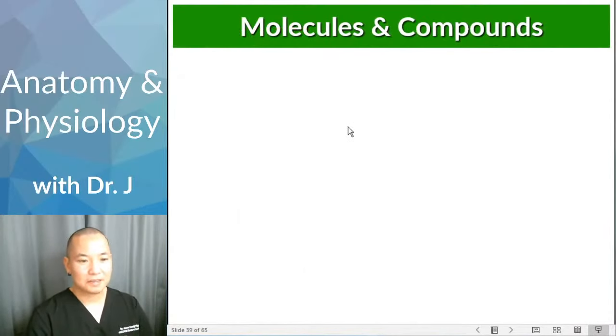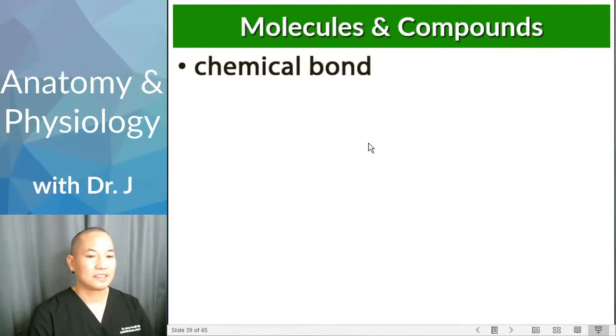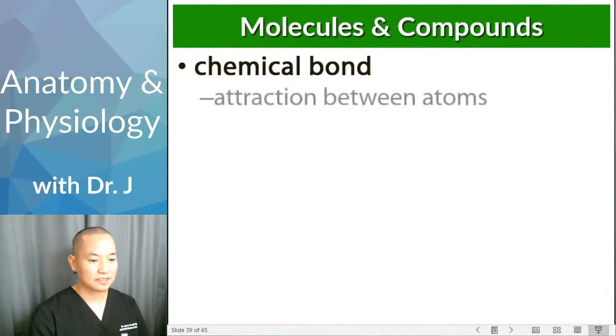All right, so let's talk about molecules and compounds. So chemical bonds. The way I like to think of it, when you form a bond with someone, it's some sort of relationship. It doesn't necessarily need to be a romantic bond, but some sort of relationship. So I like to think of it this way. Chemical bonds are relationships between atoms. So these are attractions between atoms.